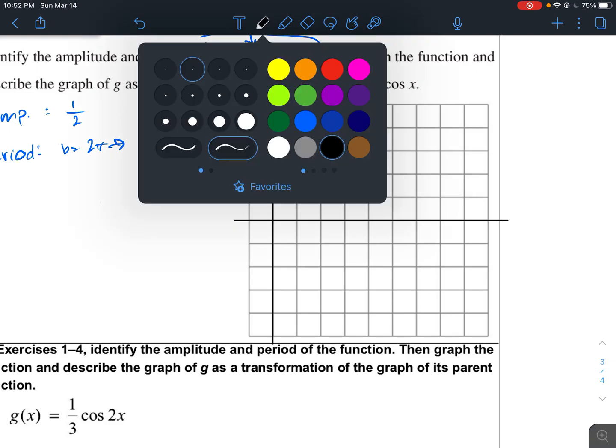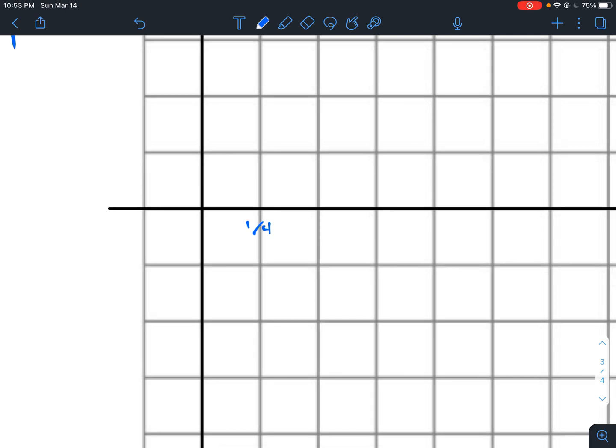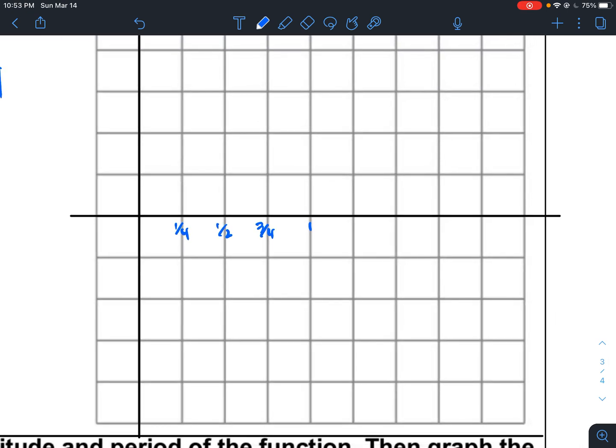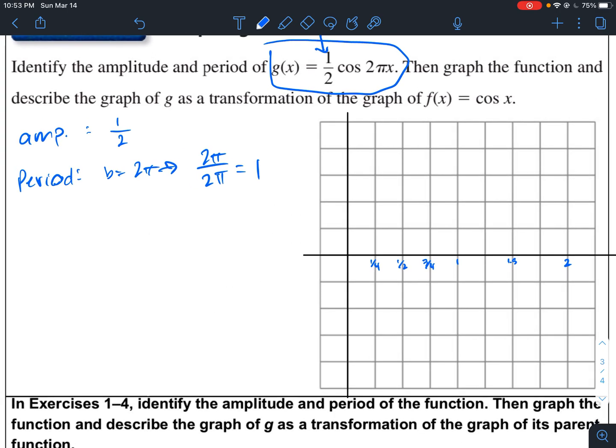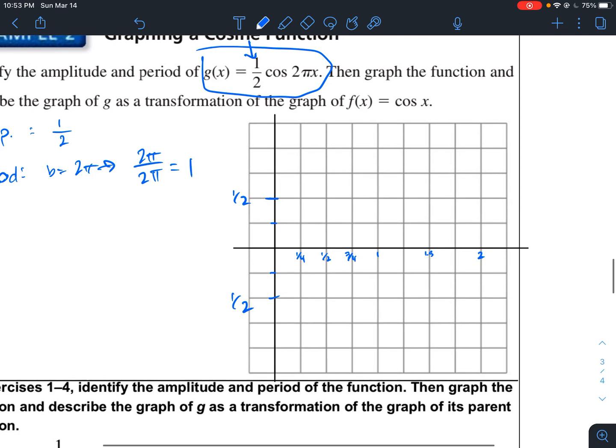Alright, just to let you guys see how the graph can continue, I'm going to call this a fourth. I know I'm writing small, but I'll write a little bit bigger. So I'll call this one 1/4, I'll call this one 1/2, 3/4, and 1, and then I'll call this 1.5, and I'll call this 2. And then our amplitude is 1/2. So I'm going to call this 1/2. So this would be a fourth, this would be a fourth, this would be 1/2. So that is the height of our function.